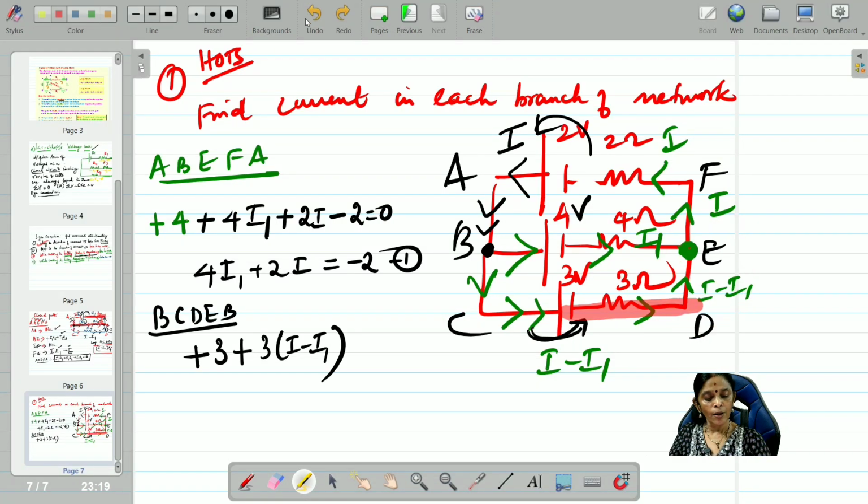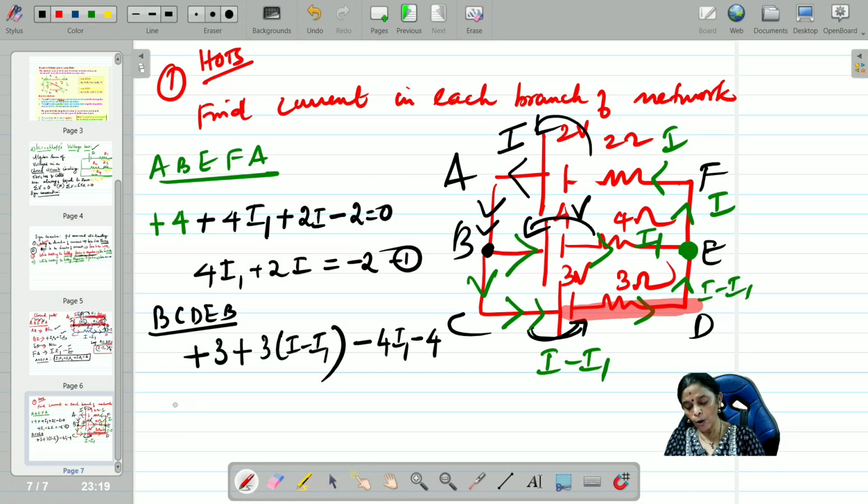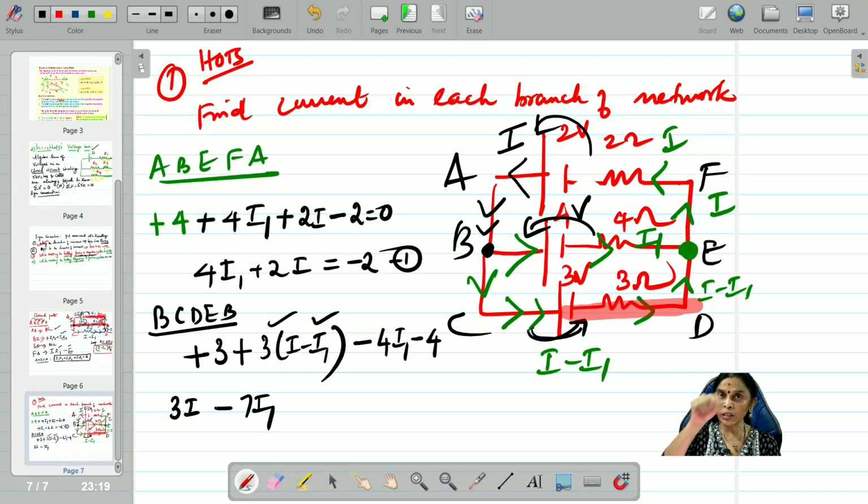Okay children, do you have anything E to D? Nothing is there. Next, E to B. You are going opposite to the direction of the current, so I have to take minus 4I1. How are you crossing the battery finally? Negative to positive, that is negative, equal to 0. Now simplify: 3I minus 3I1 minus 4I1, minus 7I1. Minus 7I1 minus 4 plus 3, that is minus 1, so equal to 1. That is equation number 2.